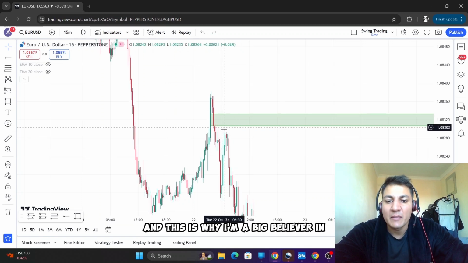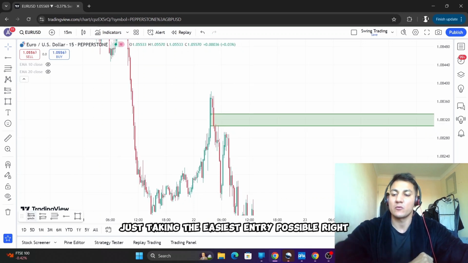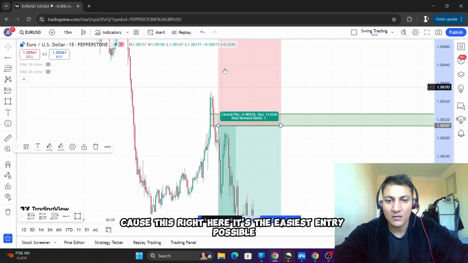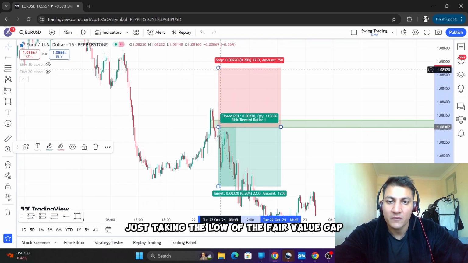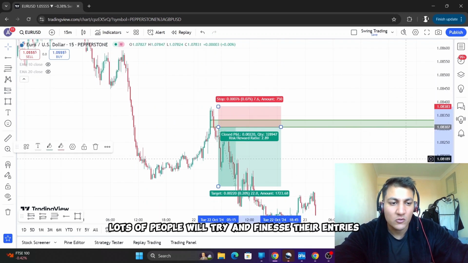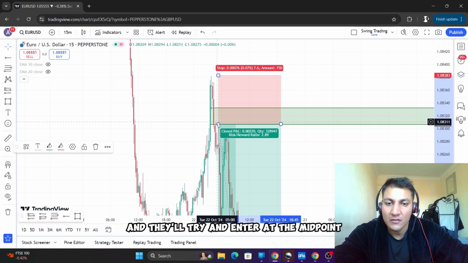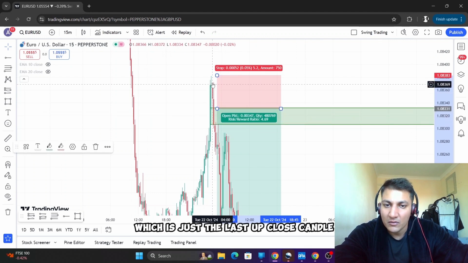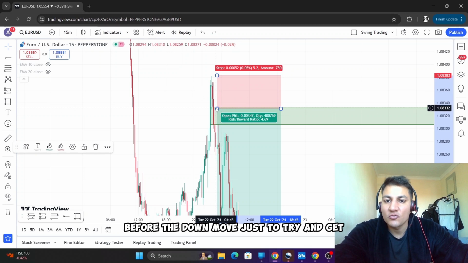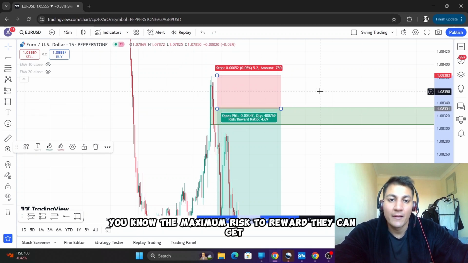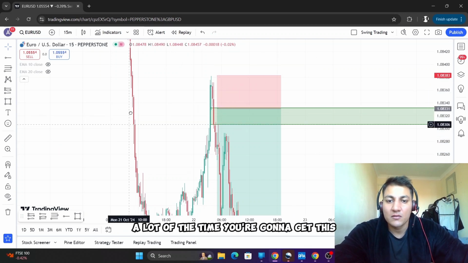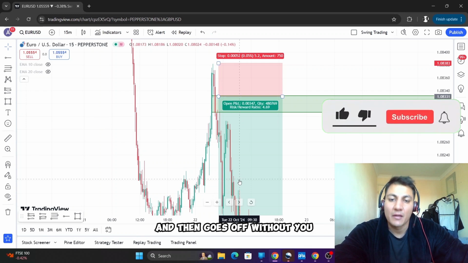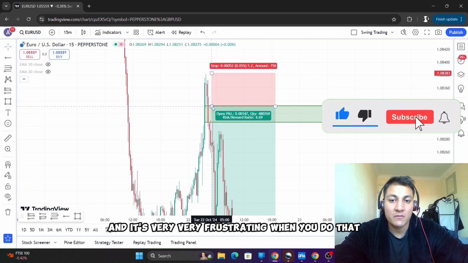And this is why I'm a big believer in just taking the easiest entry possible, right? Because this right here is the easiest entry possible. Just taking the low of the fair value gap when you're bearish. Lots of people will try and finesse the entries, and they'll try and enter at the midpoint or even the order block, which is just the last up close candle, followed down. They just try and get the maximum risk reward they can get. You don't need that. And if you do that, a lot of the time you're going to get this, where price hits the fair value gap and then goes off without you. And it's very, very frustrating when you do that.